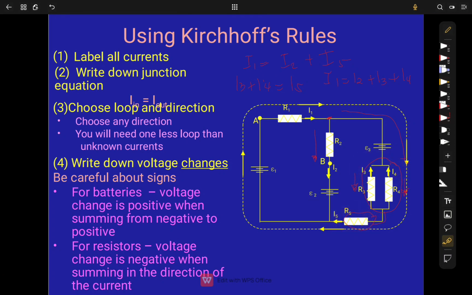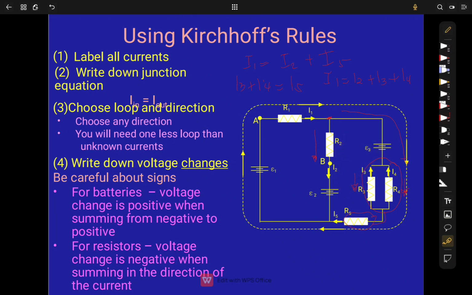Therefore, we could say that I1 is equal sa I2, I3, and I4. Yung kanilang summation. So, number 3, choose loop and direction. Choose any direction, you will need one less loop than unknown currents. So, ibig sabihin lang po dito, maglo-looping lang tayo kung saan gusto natin, it's either clockwise direction or kaya man counterclockwise direction.